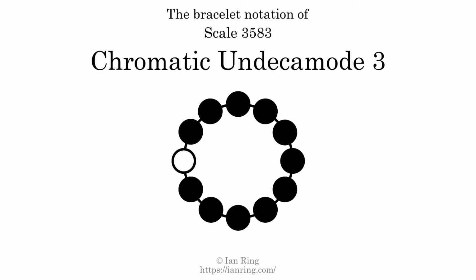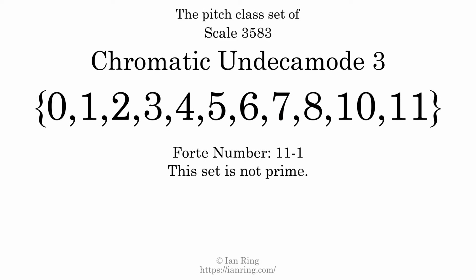This is a bracelet notation diagram of scale 3583. The shaded circles represent tones that appear in the scale, and they are read clockwise, starting at the top. The pitch class set for this scale is 0, 1, 2, 3, 4, 5, 6, 7, 8, 10, 11.